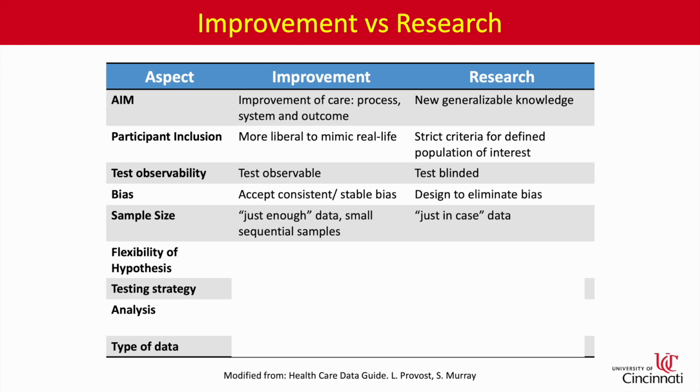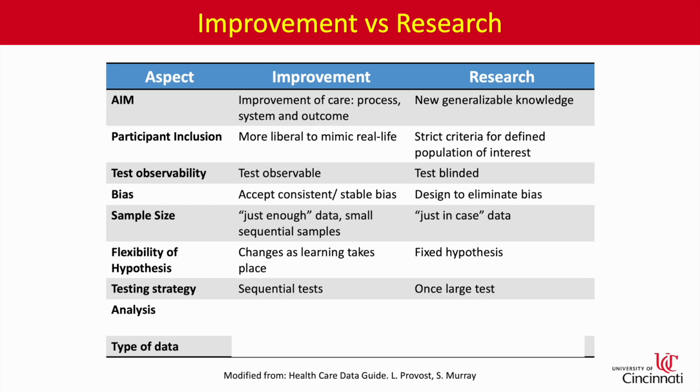Whereas in research, we always want to have enough sample size to be able to find the differences. The hypothesis in improvement is always flexible and evolving. As we learn and build new theory, we change our hypothesis and our predictions for the next step. Whereas in research, it's pre and post. You come up with a fixed hypothesis and you see if it worked or not. The testing strategy is sequential versus a large test in research.